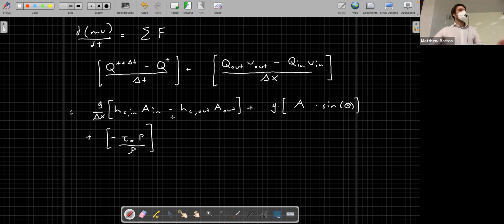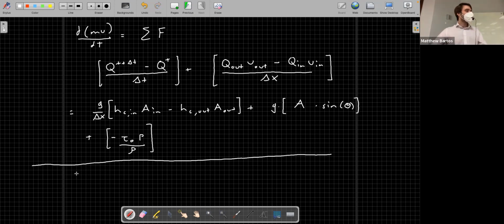Okay, and there's a couple more simplifications I'm going to apply before we write out our final form for the momentum equation. I'm going to use the small angle approximation.